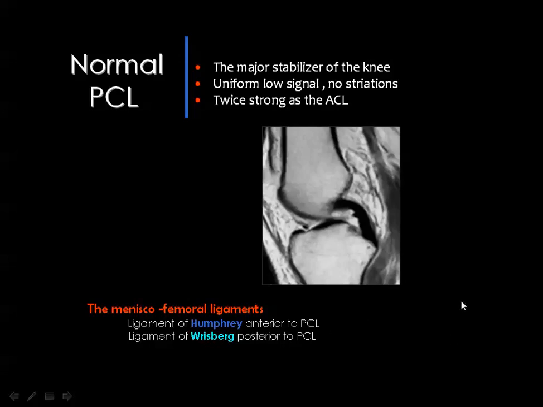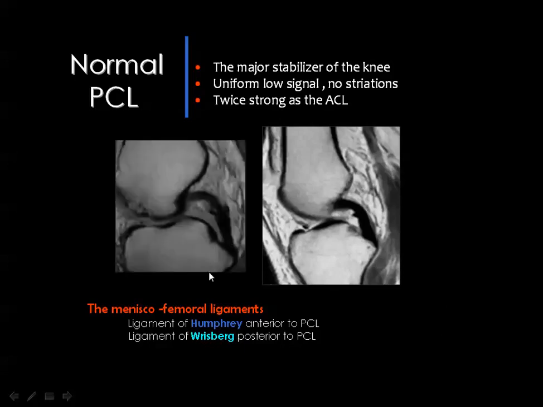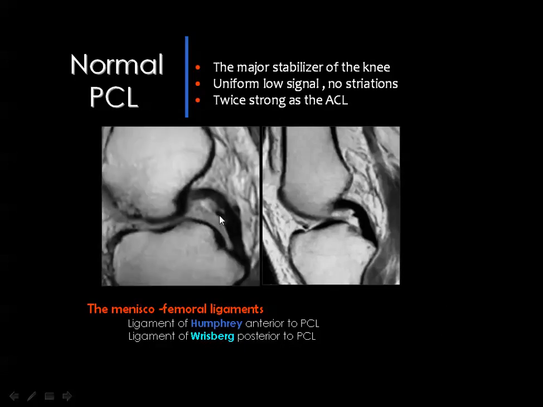Then we come to the posterior cruciate ligament. The posterior cruciate ligament is a cord-like black signal structure attached to the posterior surface of the femur, going to the posterior surface of the tibia. Sometimes you can see a very small dot of low signal anterior and another one posterior, like this. You see an anterior dot and a posterior dot, and these are the meniscofemoral ligaments. The anterior one is known as the ligament of Humphry. The posterior one is known as the ligament of Wrisberg.